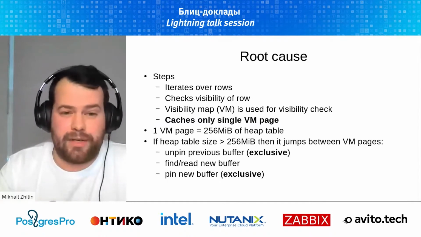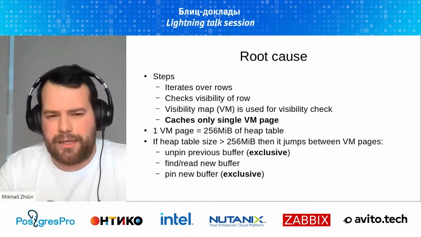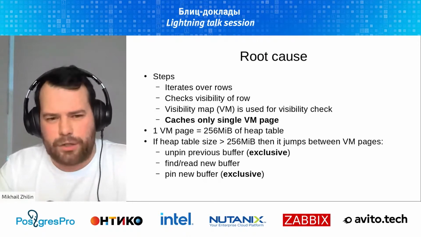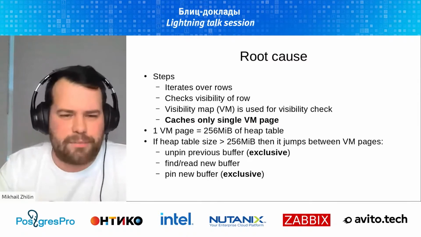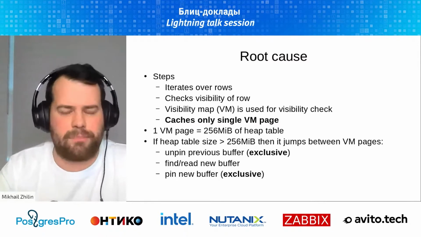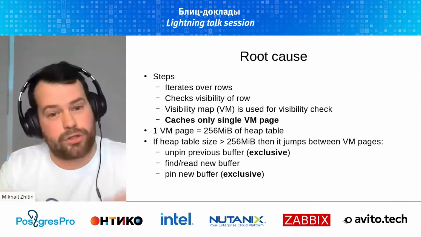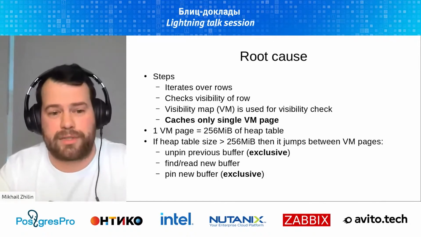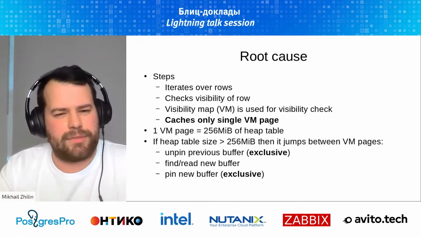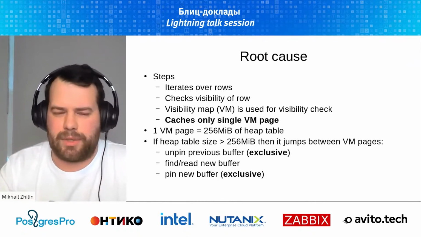And I want to remind you that a VM page covers 256 megabytes of table. And if the table size exceeds 256 megabytes, then we start jumping between these pages when we are iterating over rows. So one time it's one page, and next time maybe we'll get into a different visibility map page. And this jump does not come for free.